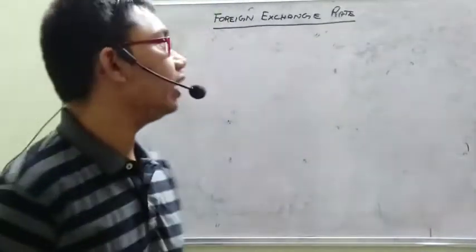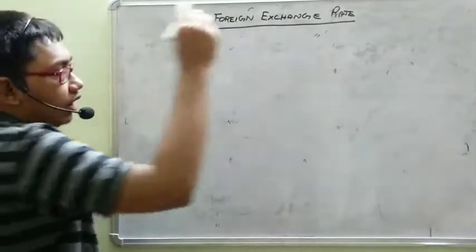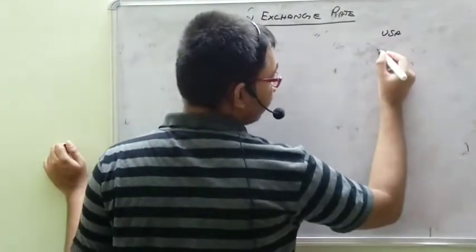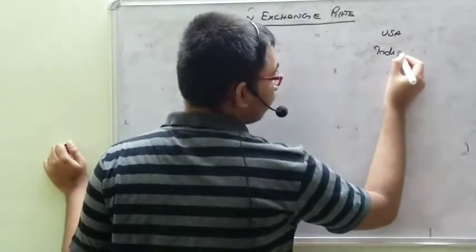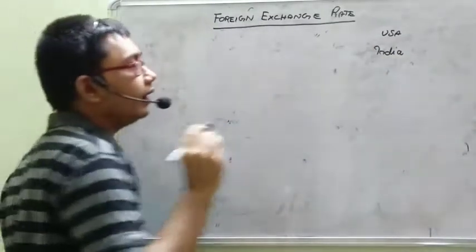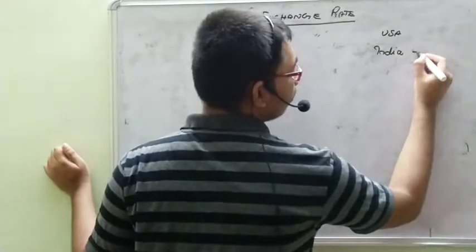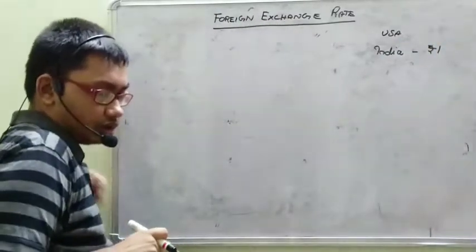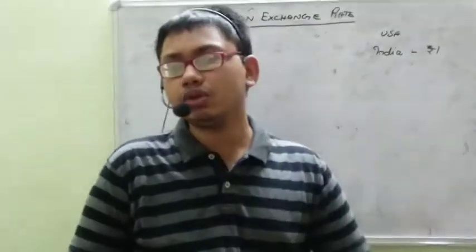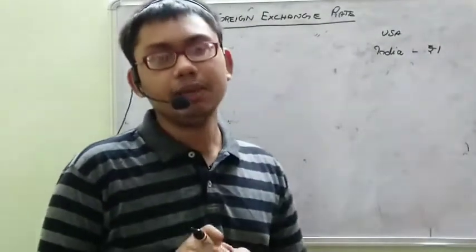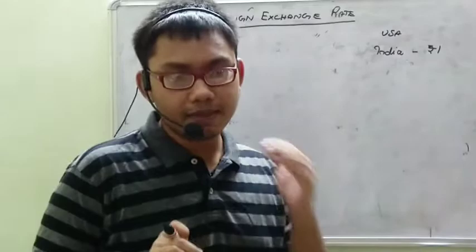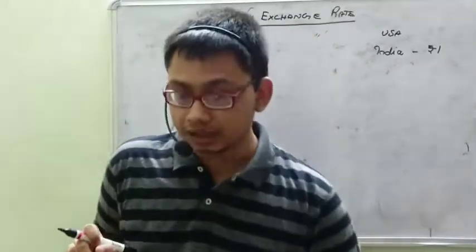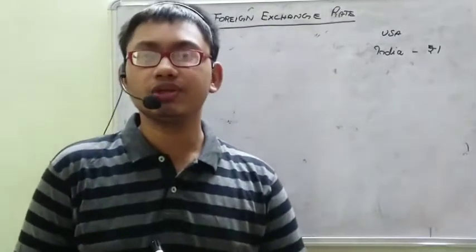Let us take USA and let's take India. They are two countries, right? India follows the currency rupee. Any denomination in India, any payment in India will be made in multiples of rupee one, right? But is it the same in the US?